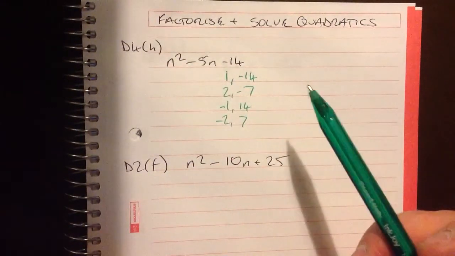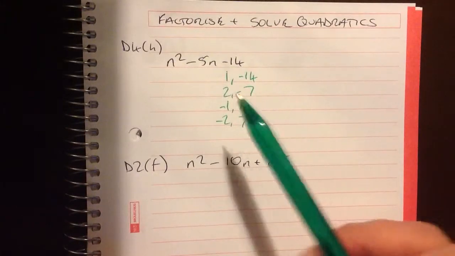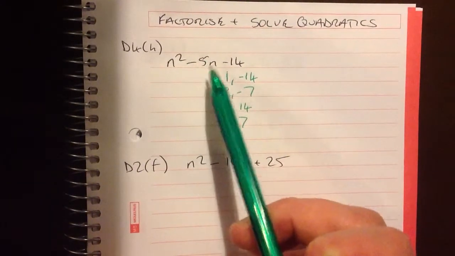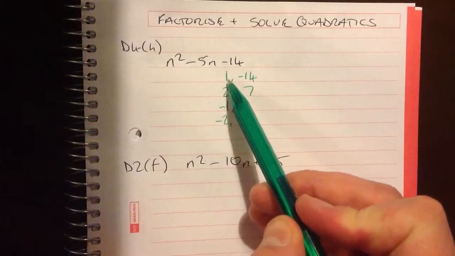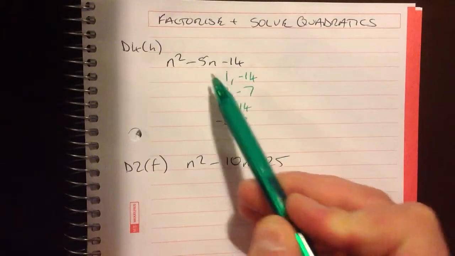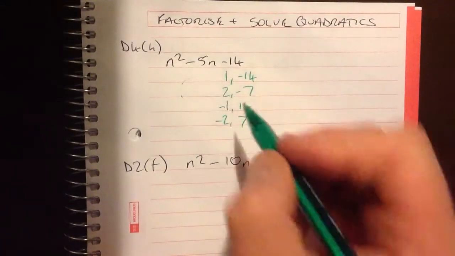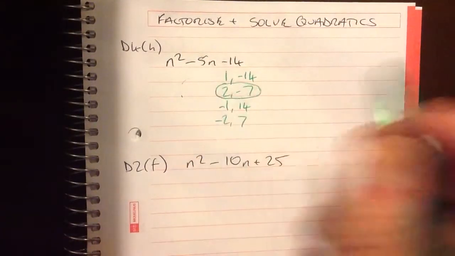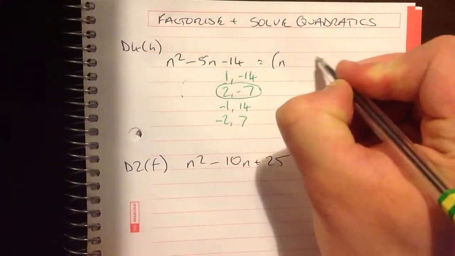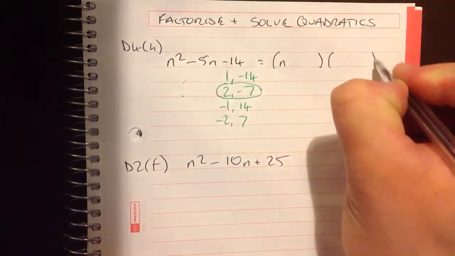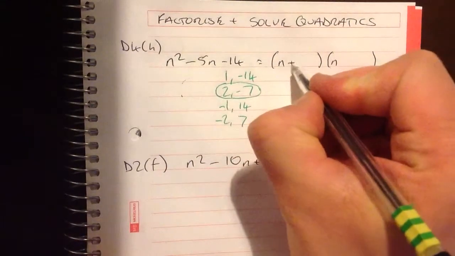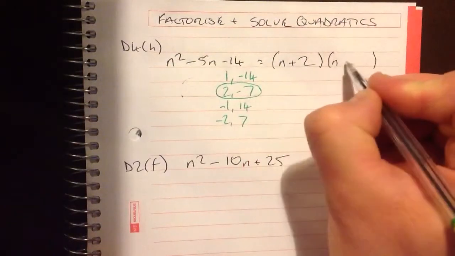And if we have a look at what they add together to make, because that's going to be the coefficient in front of this n term, 1 add minus 14 is minus 13, 2 add minus 7 is minus 5. Okay, so we know it's going to be these. So we can now start to put the brackets back in. So we're going to have n plus 2 and n minus 7.